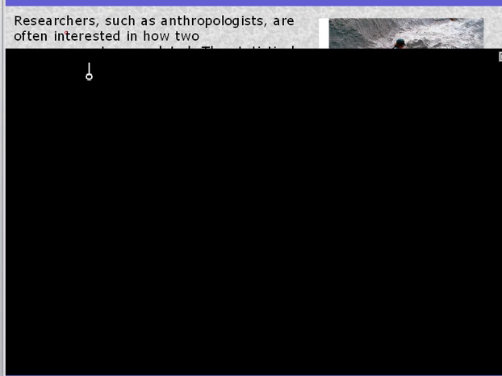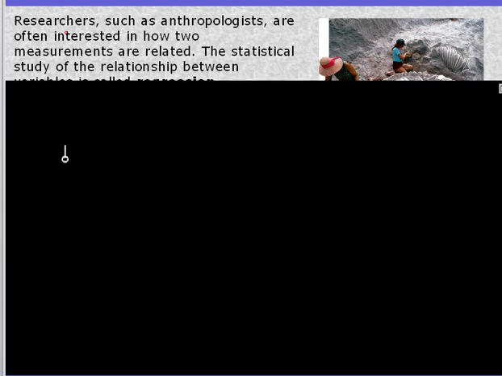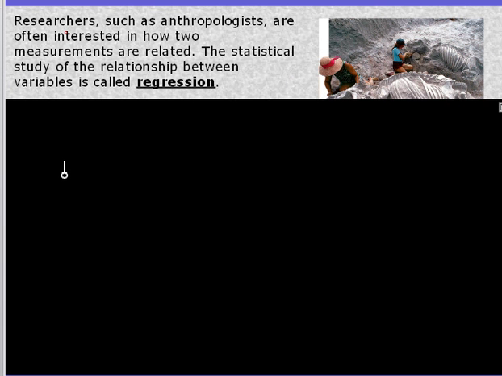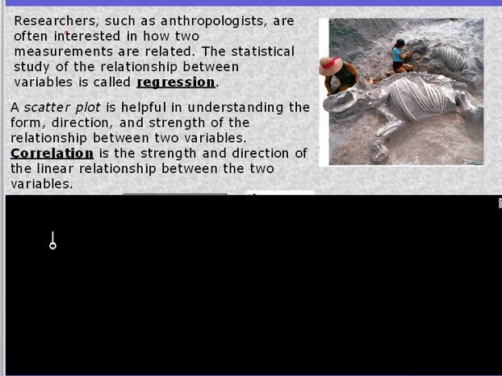concept. So researchers such as anthropologists are often interested in how two measurements are related. Statistical studies of the relationship between variables is called a regression. It's a really fancy word, and it just means you're comparing two different pieces of data. You can use a scatter plot to plot one variable with respect to another, and it helps you understand form, direction, and strength of the relationship between two variables. So correlation is the strength and direction of the linear relationship between two variables.